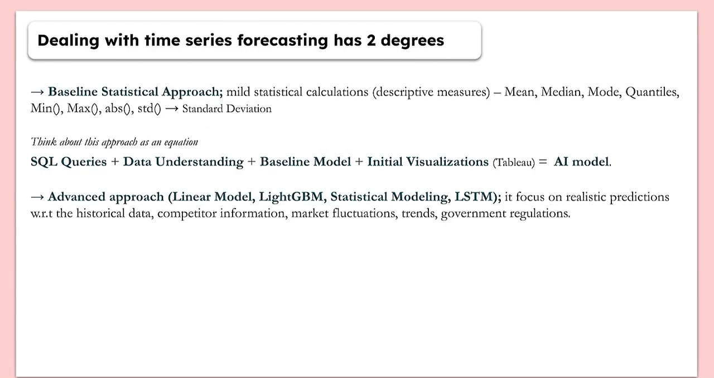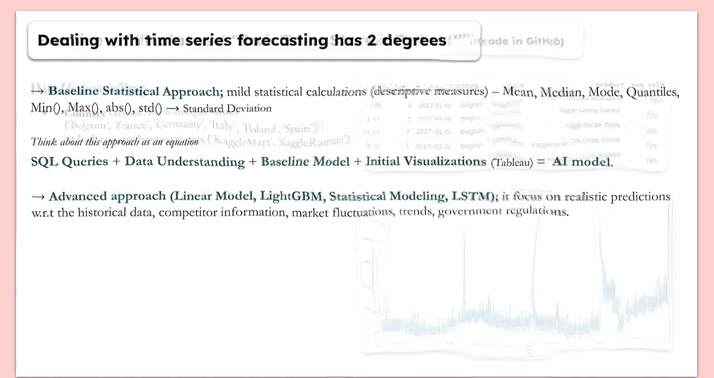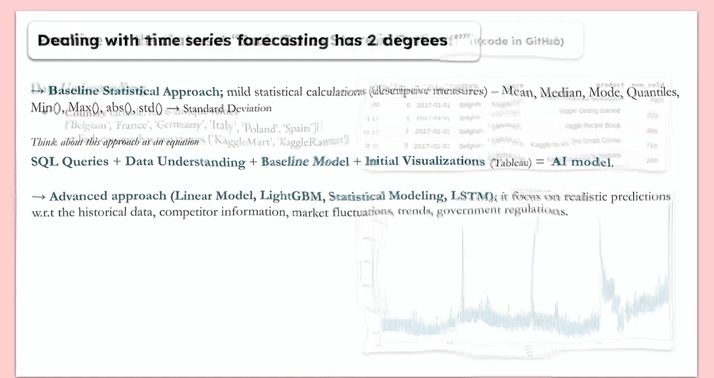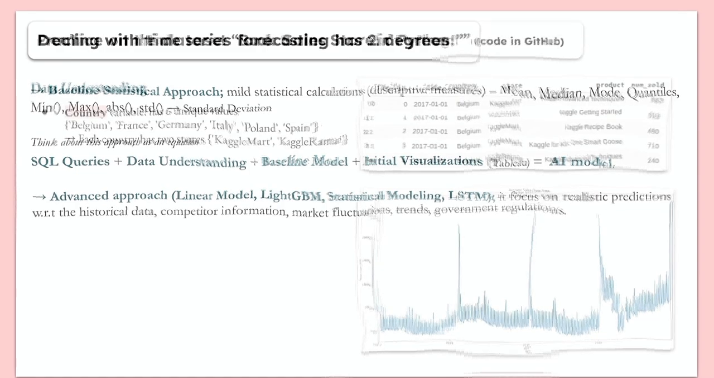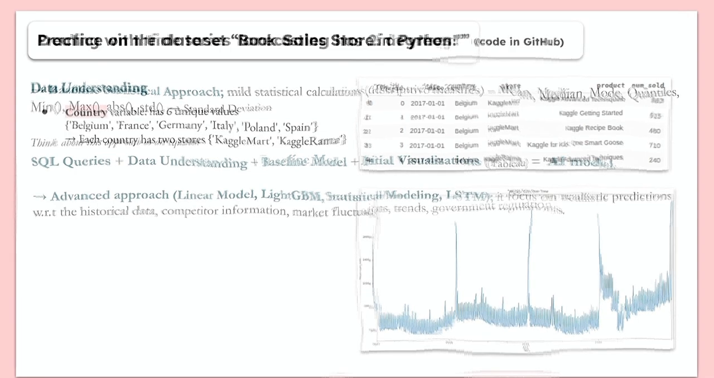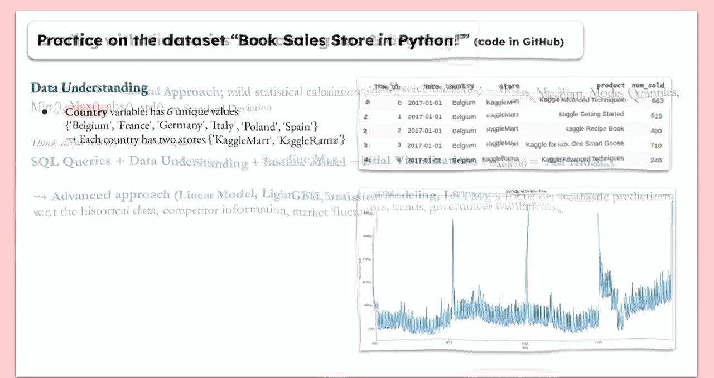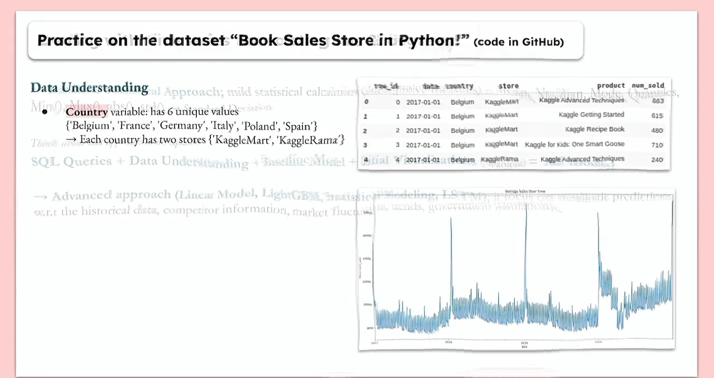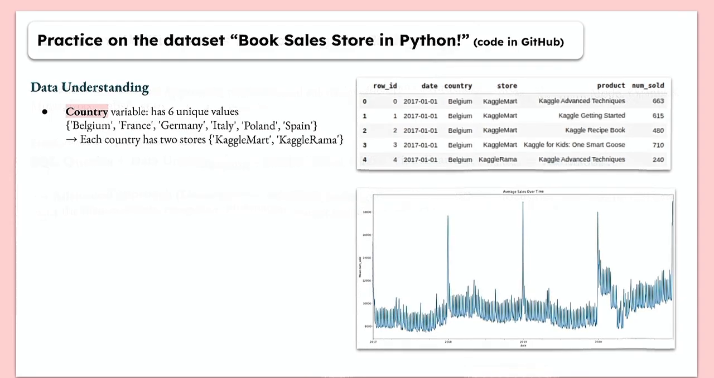But there is also an advanced approach when we talk about linear regression models, like GBM or any other ensemble models, statistical modeling, LSTM. It focuses more on realistic predictions with respect to the historical data and competitor information, market fluctuations, trends, and government regulations.